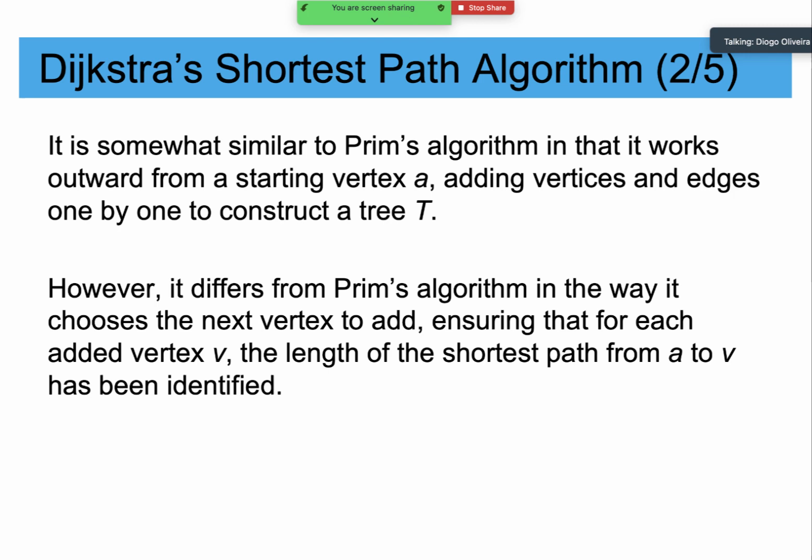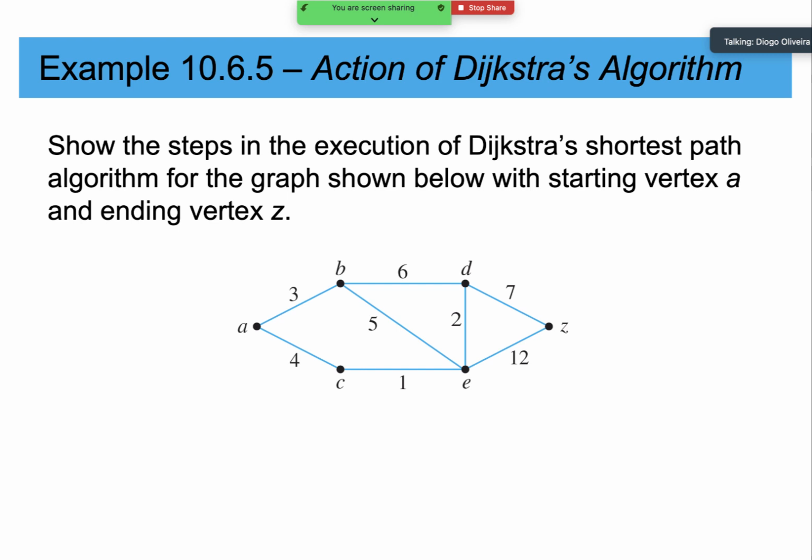Basically, what is it telling you? You are adding up those distances. You are summing up those distances. So, for example, in this graph, I want to find out the shortest path between vertices A and Z. Obviously, we have a bunch of possibilities, correct?